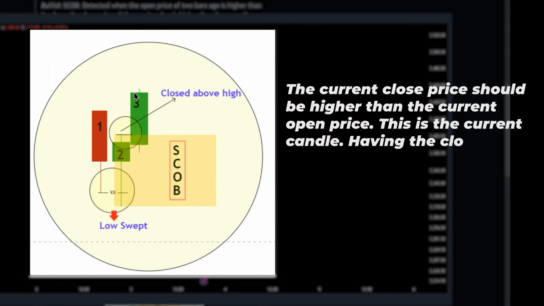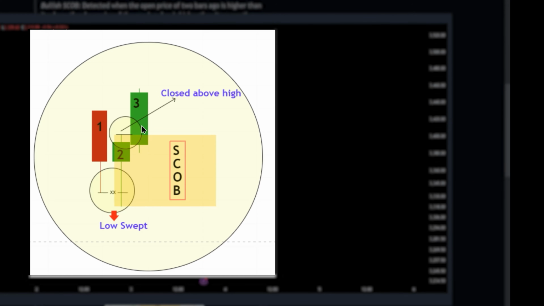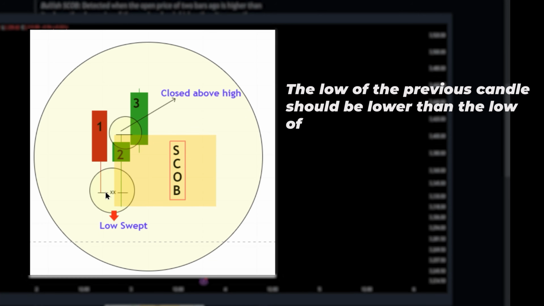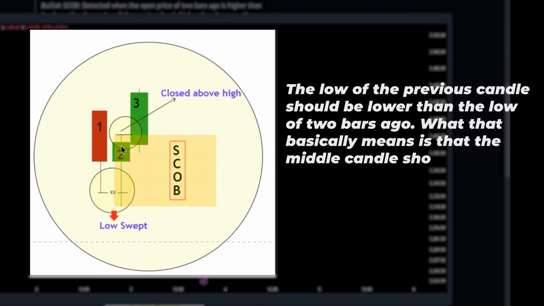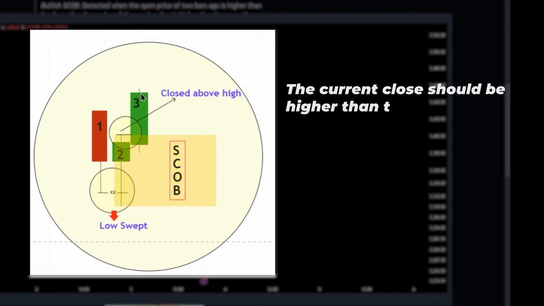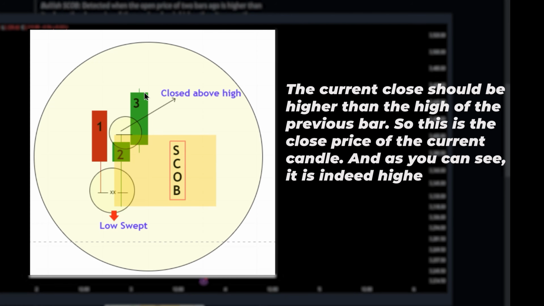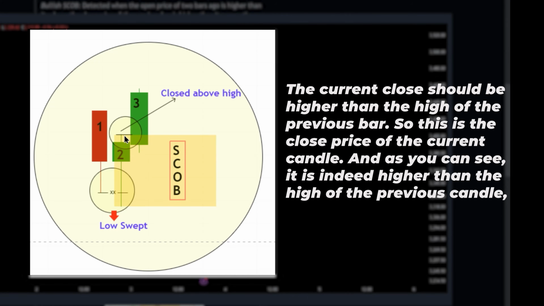Having the close price higher than the open price also means that this candle is supposed to be a green candle. Number 4, the low of the previous candle should be lower than the low of 2 bars back. What this basically means is that the middle candle should go lower than this candle, as showcased here. Then lastly, the current close should be higher than the high of the previous bar. So this is the close price of the current candle. And as you can see, it is indeed higher than the high of the previous candle, which is this.